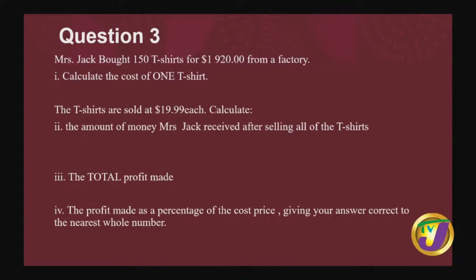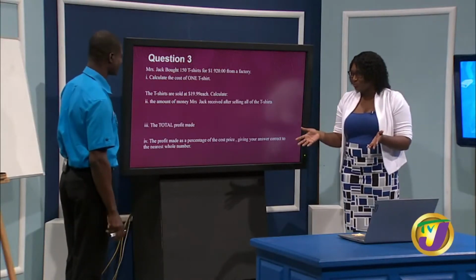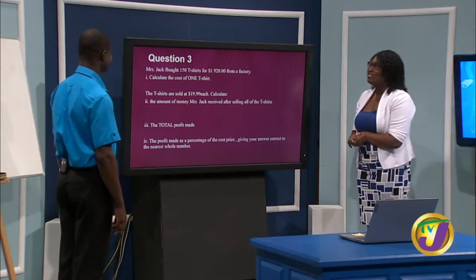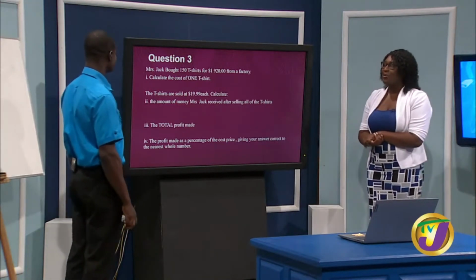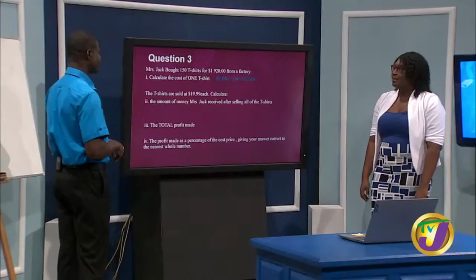Using all of the strategies that we've been using all along, guys, you know what we're going to do now? We're going to just divide, right? So it's 1,920 divided by 150, because I now need to find the unit cost, the cost of one T-shirt. So there we go. The cost of one T-shirt is $12.80.